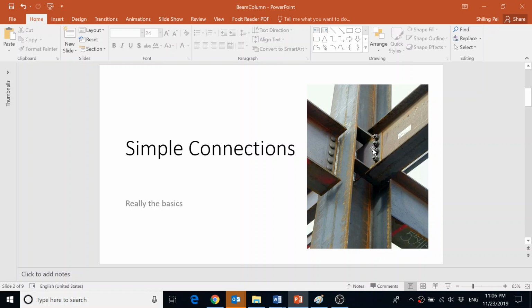As you can see, the beams and columns you selected don't just come together magically. You have to actually connect them. You have welding here, you have some bolts in here. So we're going to talk about those.